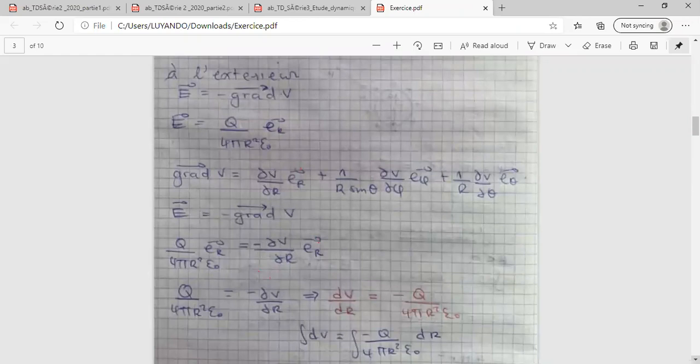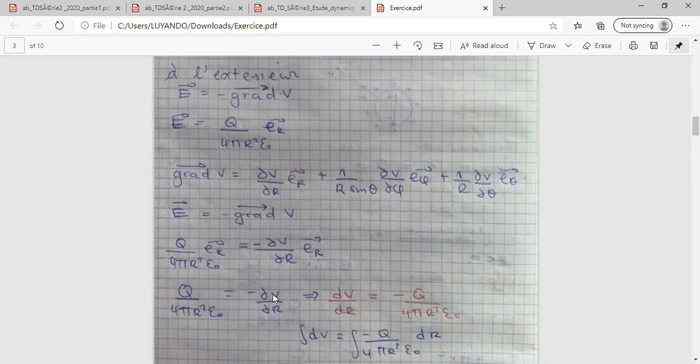Just repeat how the Q over 4 pi r squared is equal to that. Just explain that again. Is anyone who has understood willing to explain? What was the question again? Why is Q over 4 pi r squared epsilon 0 equal to the negative of this?